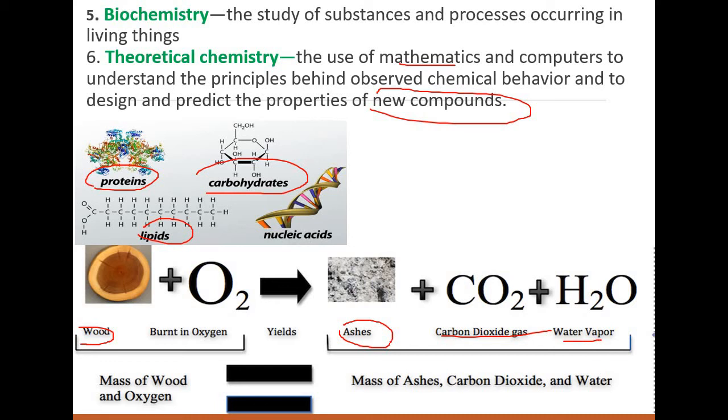When you measure by mathematics the mass of wood and oxygen, and also the mass of ash, carbon dioxide and water, this is called theoretical chemistry. Measuring the mass or weight, or using mathematics inside the reaction, is called theoretical chemistry.